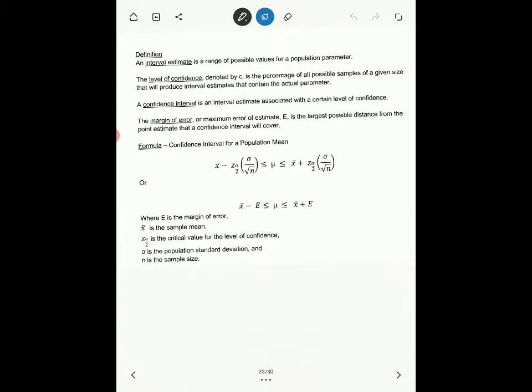Formula: confidence interval for a population mean. X bar minus Z sub alpha over 2 times sigma divided by the square root of n is less than or equal to the mean is less than or equal to X bar plus Z sub alpha over 2 times sigma divided by the square root of n, or X bar minus E. So E is equal to Z sub alpha over 2 times sigma divided by the square root of n, where E is the margin of error, X bar is the sample mean, Z sub alpha over 2 is the critical value for the level of confidence, that's your C, sigma is the population standard deviation, and n is the sample size.